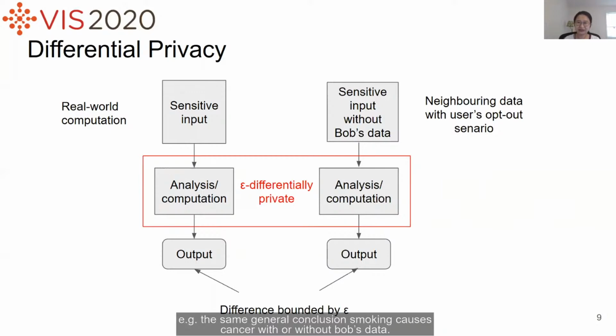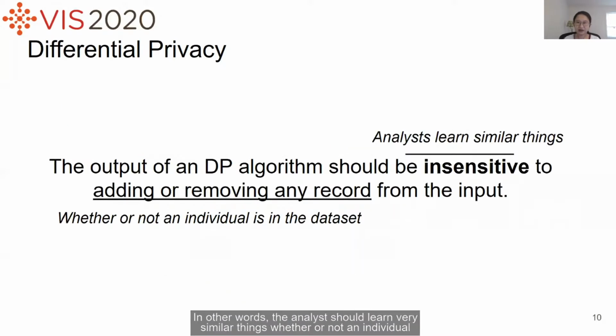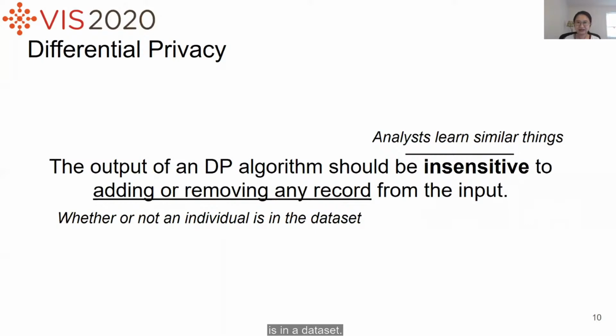For example, the same general conclusion that smoking can cause cancer will hold with or without Bob's data. On the other hand, if the removal of an individual leads to a different result, the output contains private information about the user. In other words, the analyst should learn very similar things whether or not an individual is in a dataset.